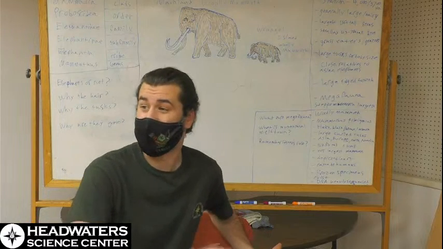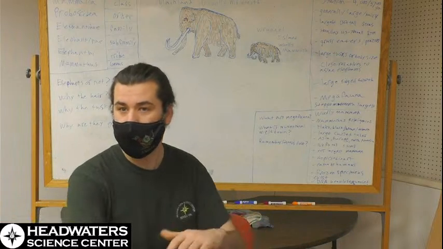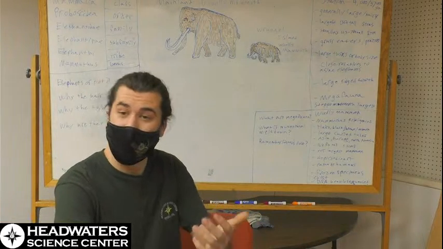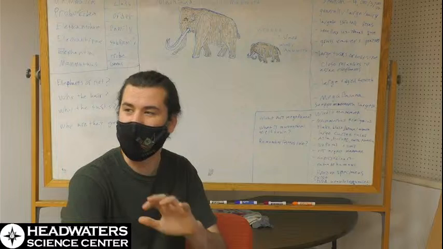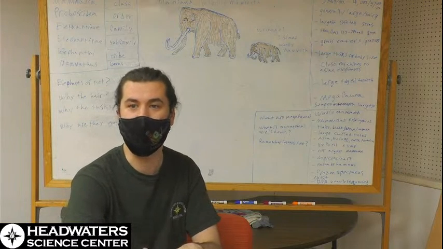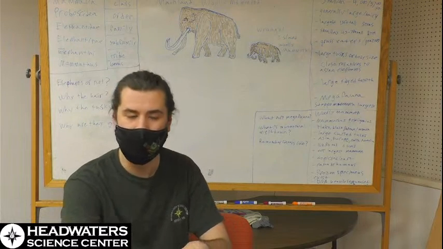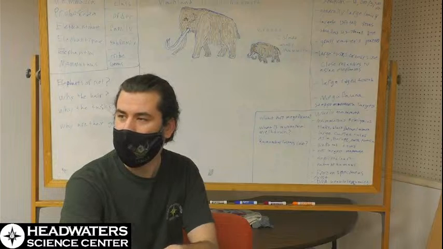The tusks may have been something for sexual selection, where big tusks on a male were really impressive. But until we get a time machine, we'll never be able to fully know this behavioral stuff with animals, and it is just a part of paleontology. It is a partially speculative field. Do you guys have any questions or anything you want to add about the mammoths?